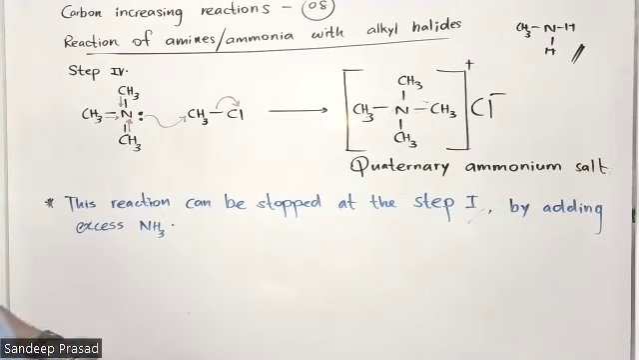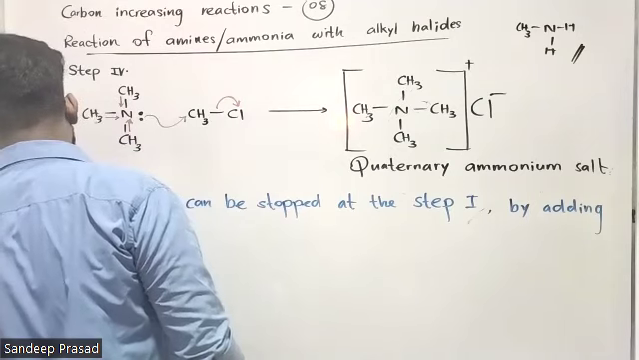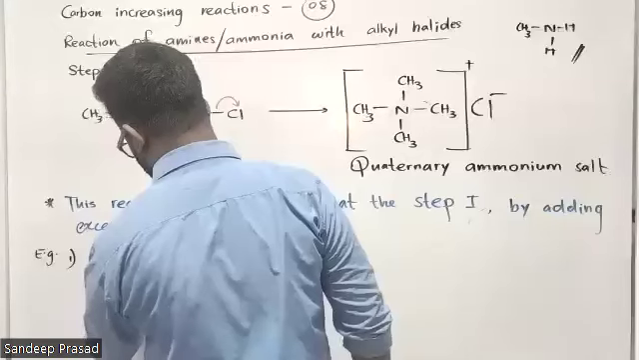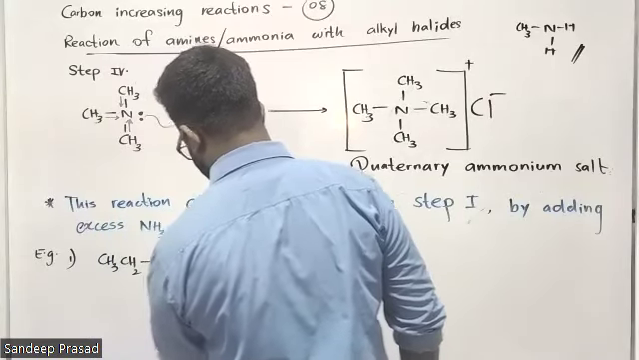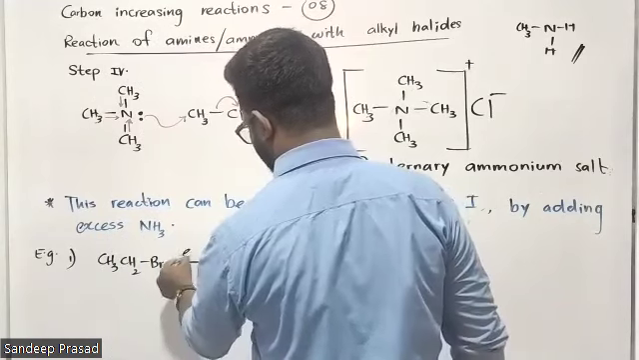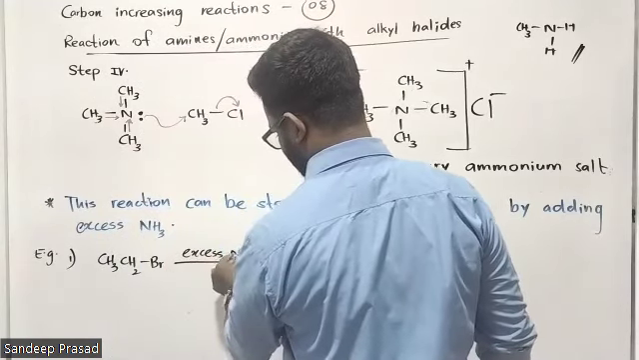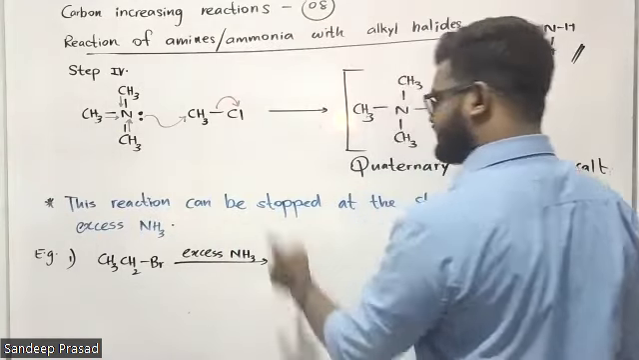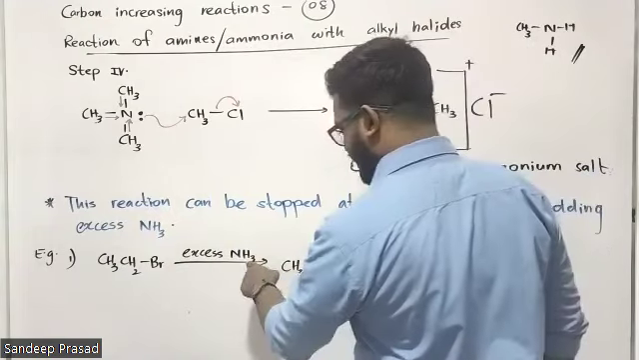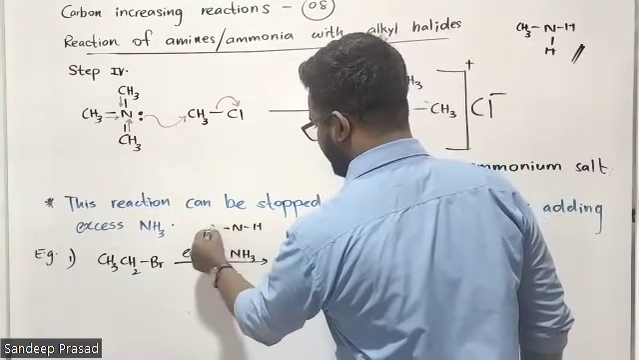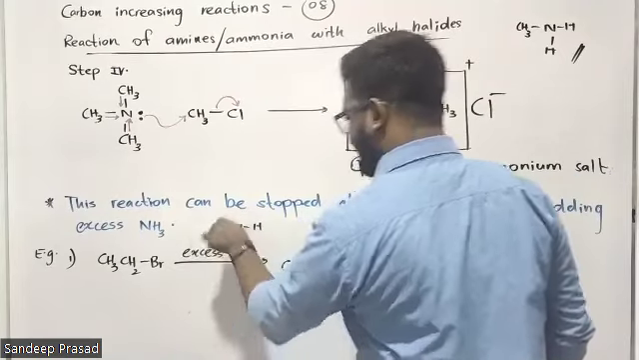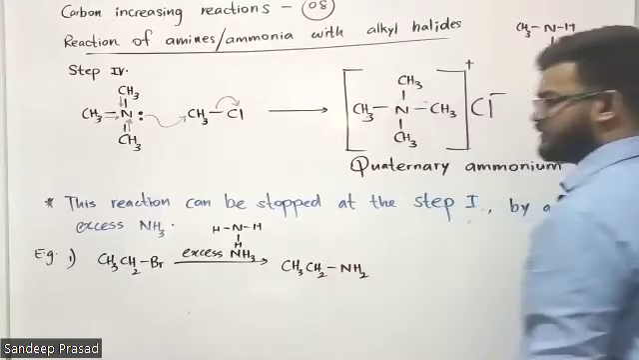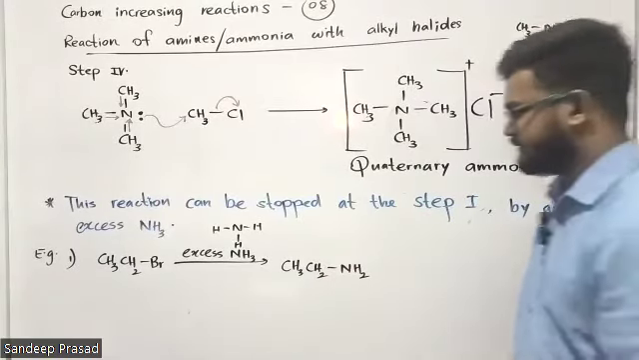Shall we discuss a few examples on this? Example number 1. CH3CH2Br, ethyl bromide, and we are going to add excess ammonia. When we add excess ammonia, students, then we can stop this reaction at the first step, right? So what will happen? Ammonia is there, NH3. The bromine atom is eliminated with a hydrogen, and the NH2 group connects to the remaining alkyl group. Then we can have this kind of primary amine.